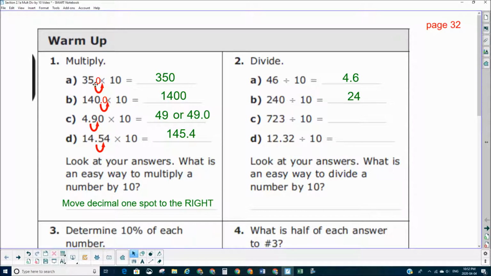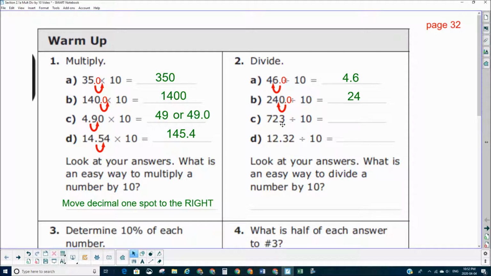So if multiplying is moving one decimal place to the right, I wonder if dividing is getting these numbers smaller. So this 4.6, where'd the decimal come from? Well, remember 46 is actually 46.0. So if we move one decimal this way when we're dividing, we end up with 4.6. Is that true for this one too? It's 240.0. Move one decimal place to the left and we get 24.0. So yeah, I think it's working.